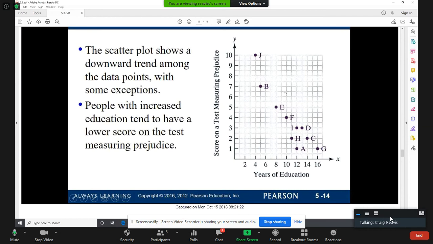And what we could say is these two things are not correlated. Here, the years of education and the score on a prejudice test are somewhat correlated. It's not directly correlated, but somewhat. Basically, it's saying the more years of somebody's education, generally the less prejudiced they are on this test. All right. So this would be a weak correlation. It's not real strong because they sort of make a line, but it's not an exact line. Okay.